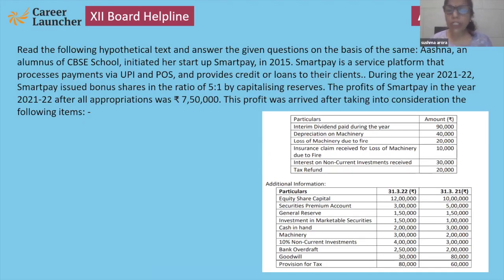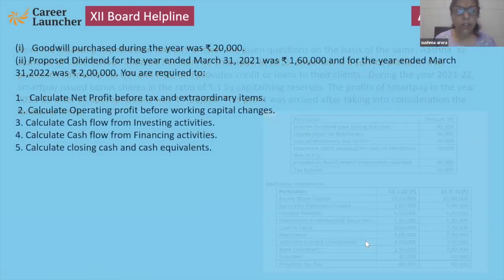Okay, they issued bonus shares in 5:1. The profit of the year was 7,50,000. Profit was arrived after taking into consideration the following items. See, children, here information is given. Equity share capital, that will come under financing activity. SPR also. Investment in marketable securities, that is equivalent to cash. Cash in hand, equivalent to cash. Machinery under investing activity. Investment under investing activity.